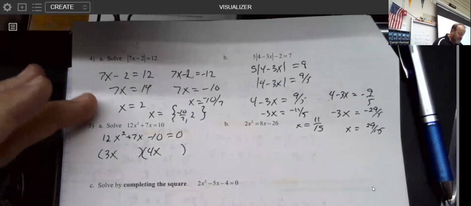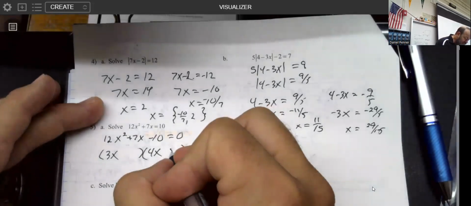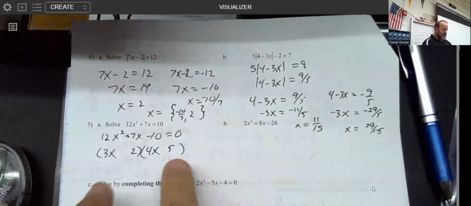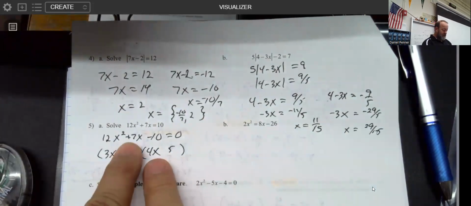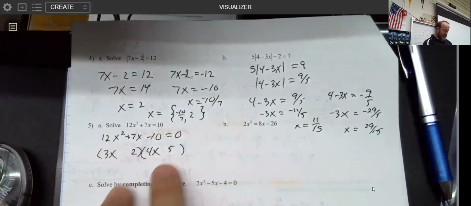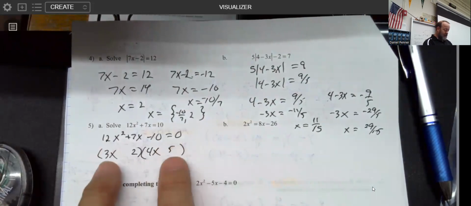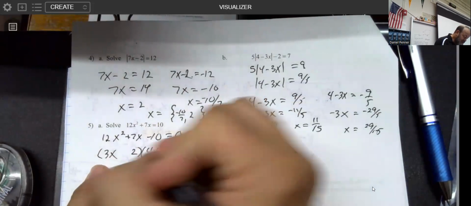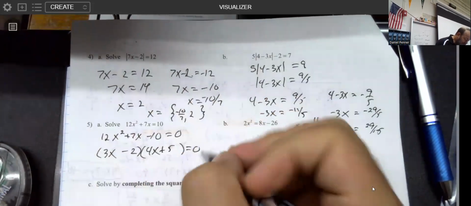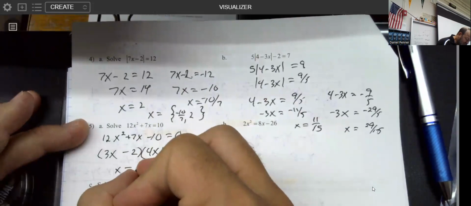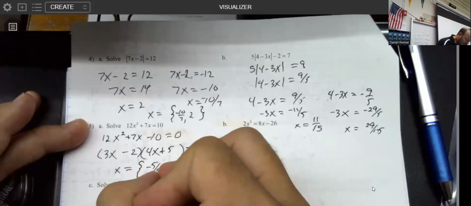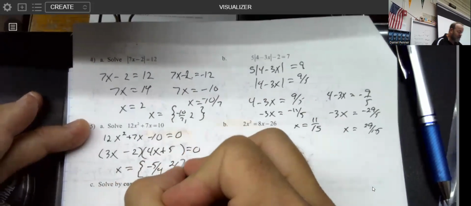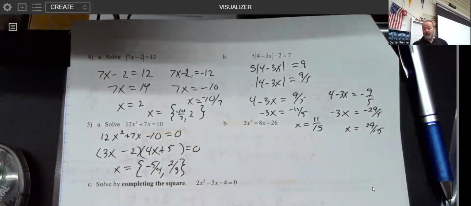So as it turns out, if we work our way through, a 5 and a 2 would do it. If I had 15 and 8 would make 7. Notice I got 12x squared, I got 10, but a 15 and an 8 would make 7 if the 15 was positive and the 2 is negative. And that leaves me with my final answer of negative 5/4 or positive 2/3. Now, that's a pretty good one.